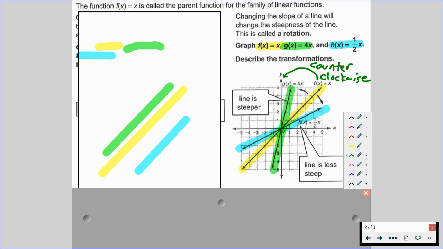Likewise, if we are turning in the right direction, if we're going from yellow to blue, well, we are turning clockwise. We're going in the direction of a clock. We call that clockwise.